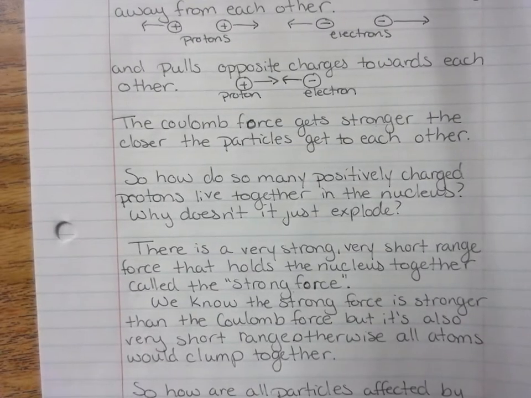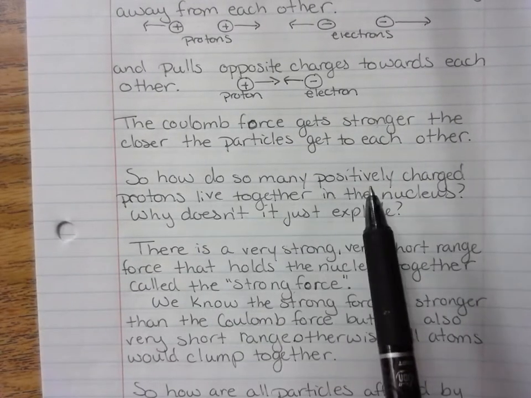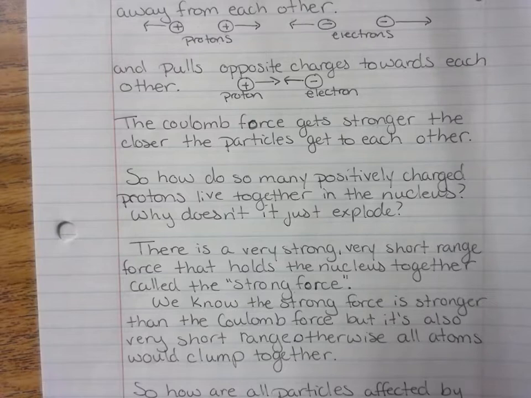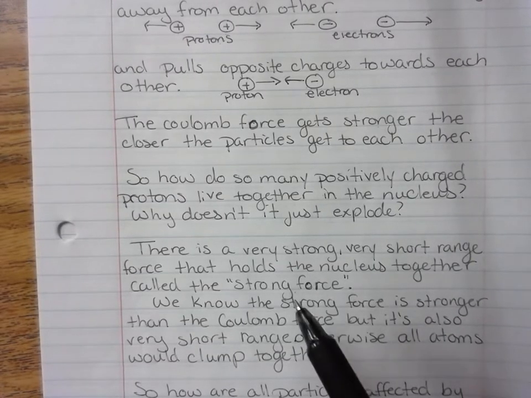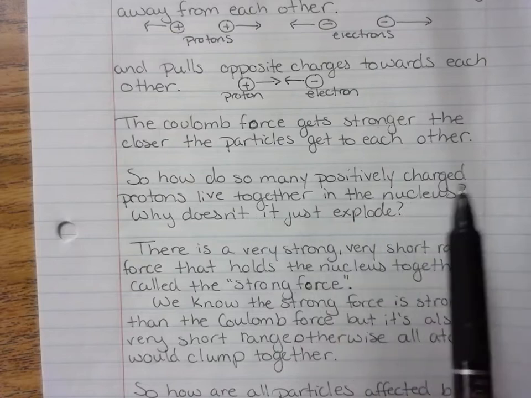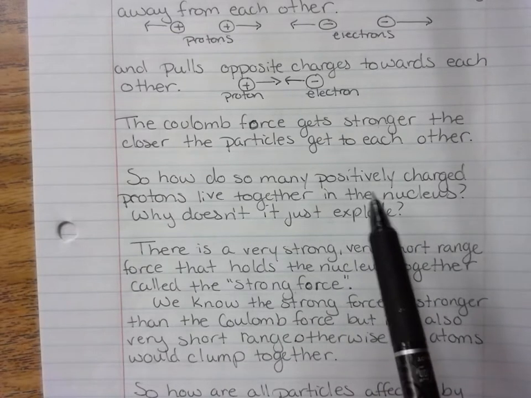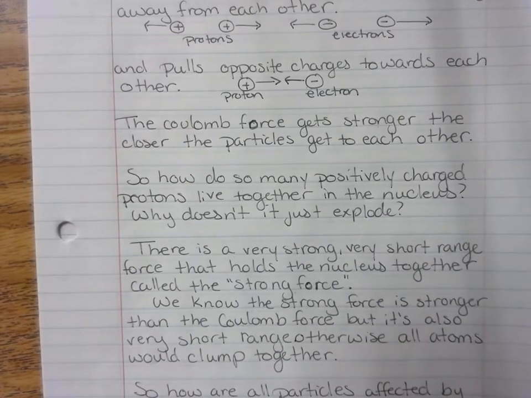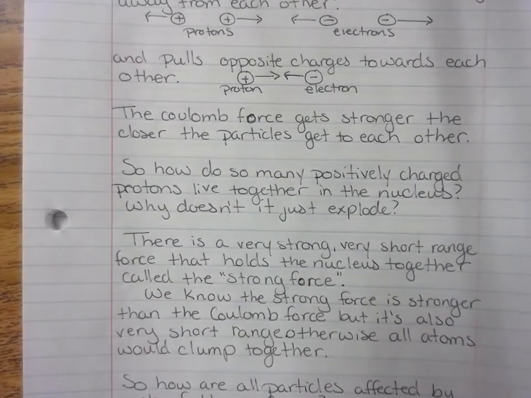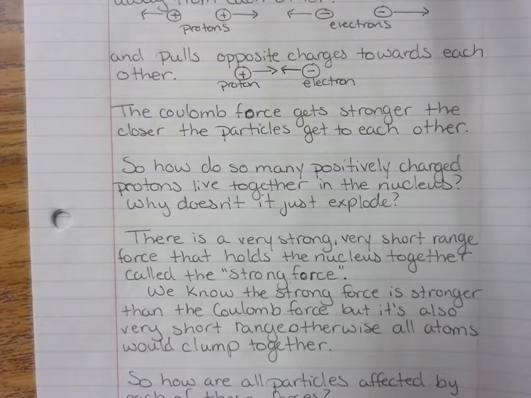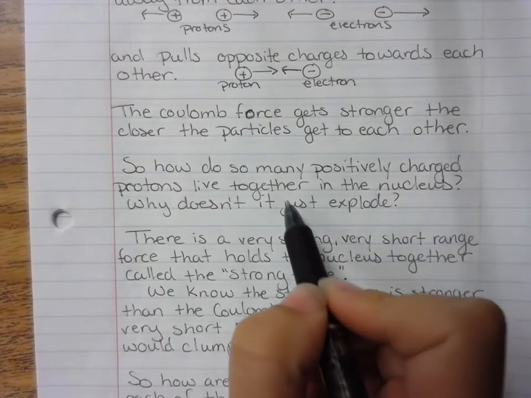So the real question here is, how do so many positively charged protons live together in the nucleus? How does the nucleus not just explode? They're all positive charge. In our carbon example, we had 6 positive charges in that nucleus. Ideally, they would be shooting out in 10 different directions. So how does that hold together?